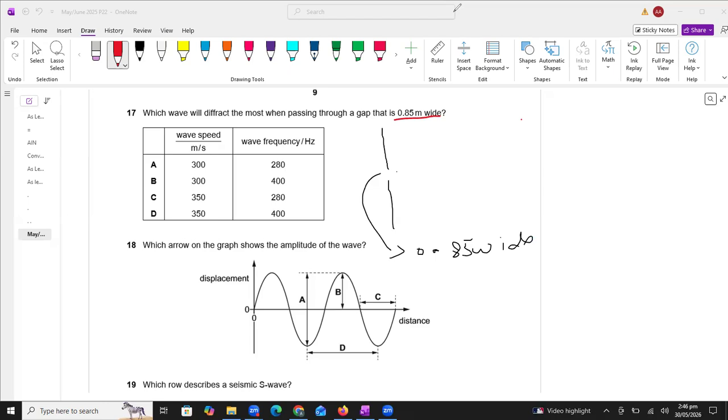So now, students, what we will do, you can see the wave speed is given and the frequency is given. So we can determine the wavelength here. We can determine the wavelength to find which wave will diffract most. So now we will solve for each option one by one. V is equal to f lambda. So now, students, wave speed is 300, frequency is 280 multiplied by lambda. So 300 divided by 280, what will we get, students?